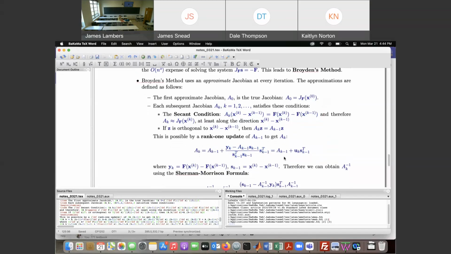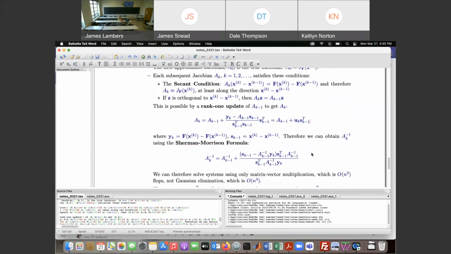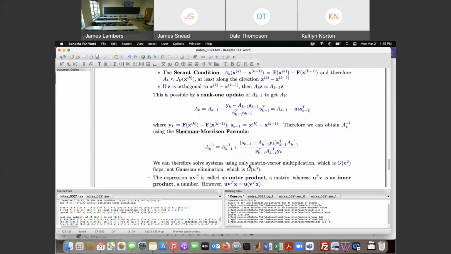Now, the vector UK that I've written here is defined to be this entire fraction. Now, what is this fraction? Well, the numerator is a column vector. The denominator is just a number. So this whole fraction, the UK, that's a column vector. A column vector times this, which is a row vector, that's called an outer product, as I mentioned down here.